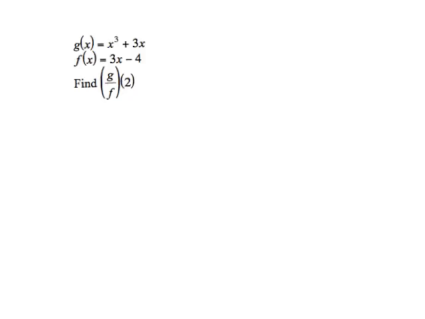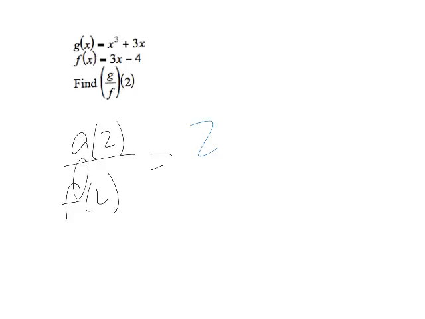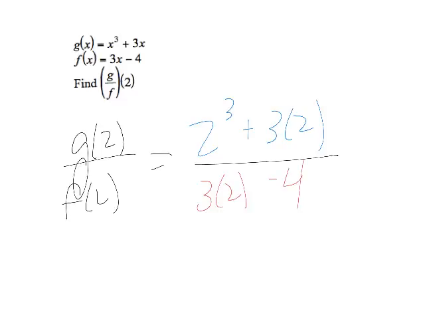And what we really want to do is find g over f. So what we're doing is really a division, and it's going to look like g of 2 divided by f of 2, and all you're really going to do is take a 2 and plug it in pretty much everywhere you see an x for your two different functions. So in your numerator, it's going to be 2 cubed plus 3 times 2, and in your denominator, it is going to be 3 times 2 minus 4.